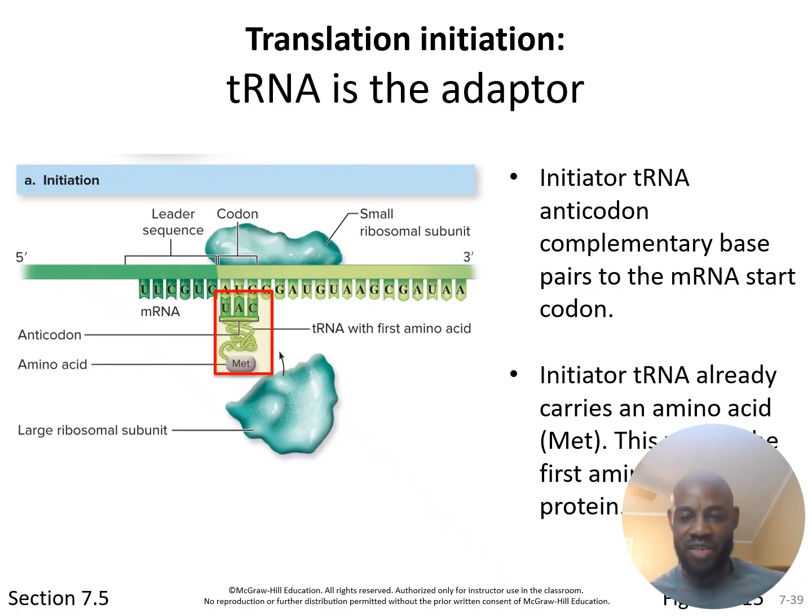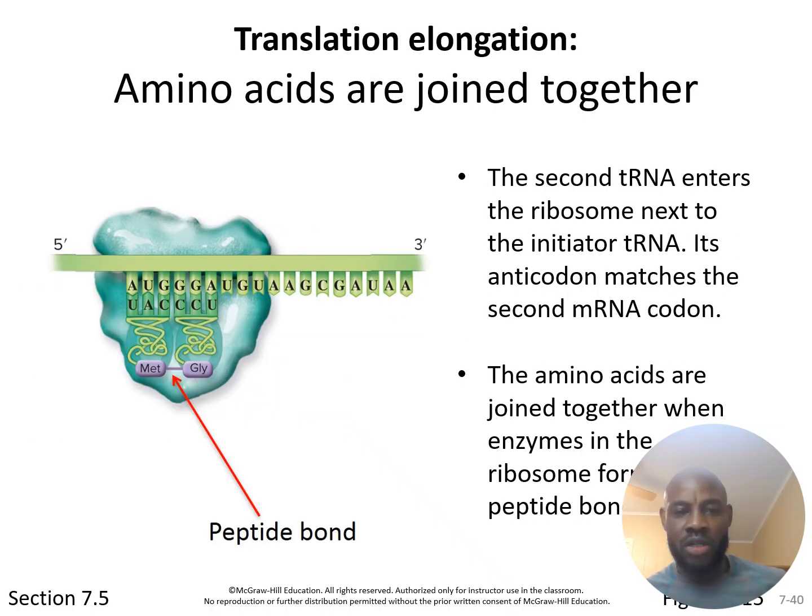That initiator tRNA already carries the amino acid MET, M-E-T, you see there. This is the first one. The second tRNA enters the ribosome next to the initiator. Its anticodon matches the second mRNA codon. So this is the mRNA, this is the tRNA here, it matches this codon and brings the next amino acid, and they join together by a peptide bond, starting to build something here.